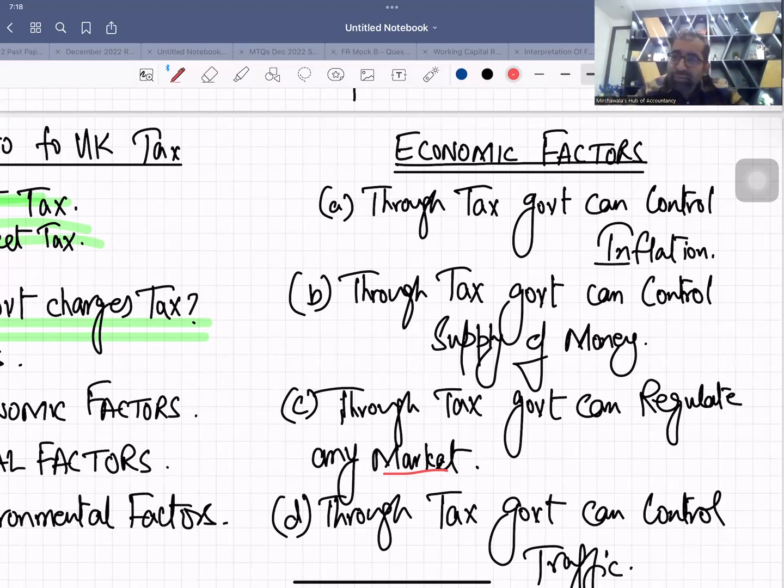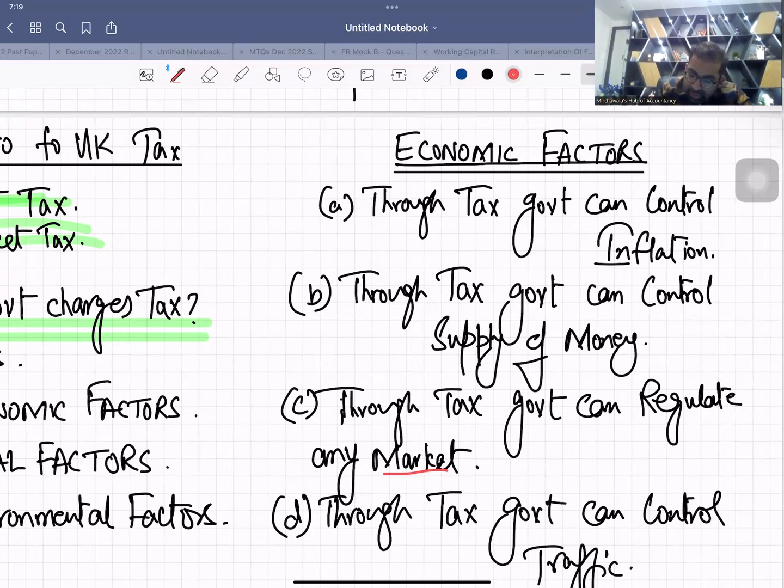In the past, we have seen in different countries, sometimes government increases the tax rate for residential properties. So automatically people will run away from residential properties, and the prices will automatically go down. So government can regulate prices through tax as well. Okay. Now the B point.